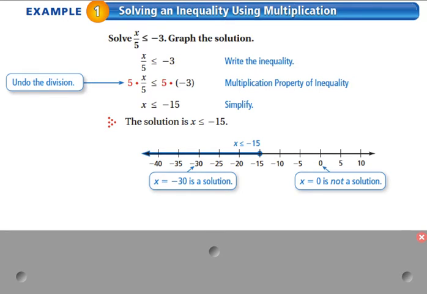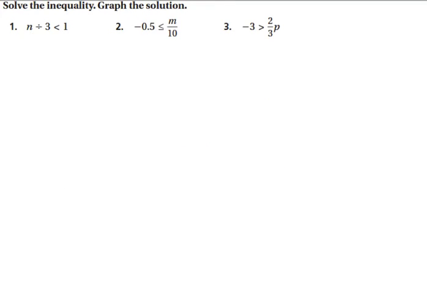Now let's go ahead and check a solution here. If we pick the number negative 30 and try it in the original inequality, negative 30 divided by 5 is less than or equal to negative 3. This is negative 6 less than or equal to negative 3, which is true. Okay, solve the inequality and graph the solution.